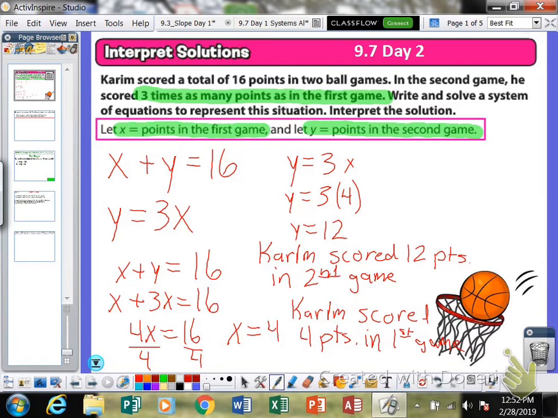Now, I'm not done yet because I want to write it as an ordered pair, which is going to be my final solution. So when we're writing an ordered pair, we have x comma y. My x here is 4, my y is 12, and this would be my solution, 4 comma 12.